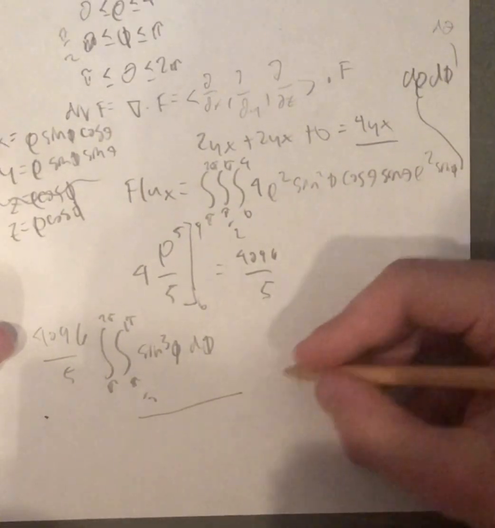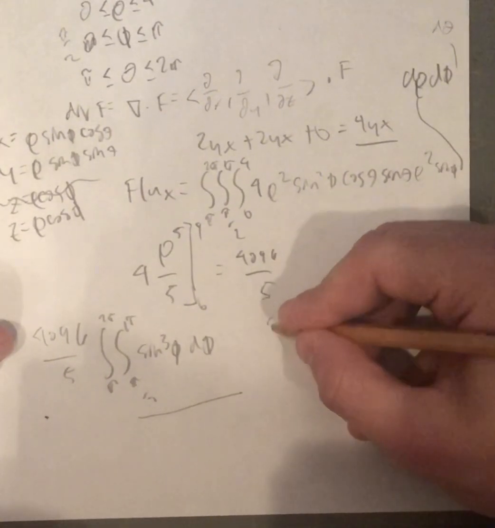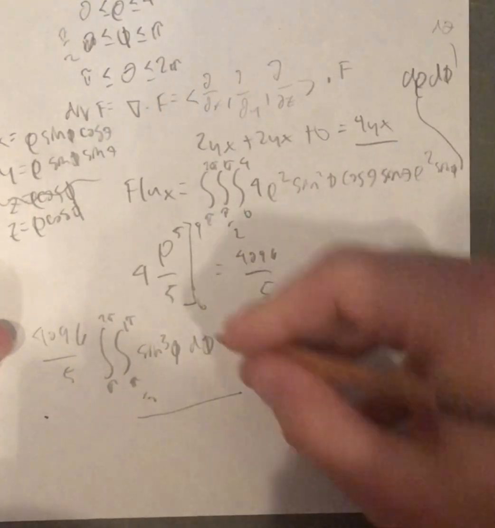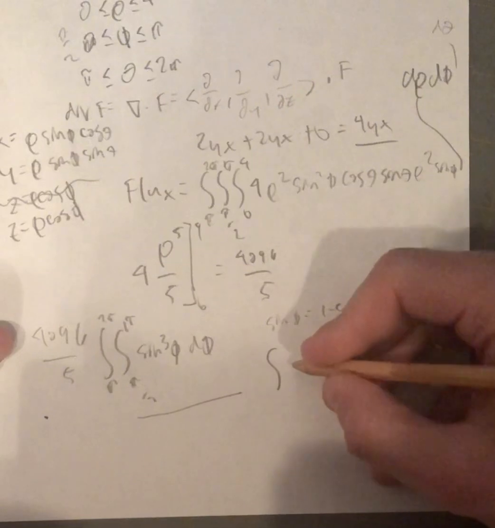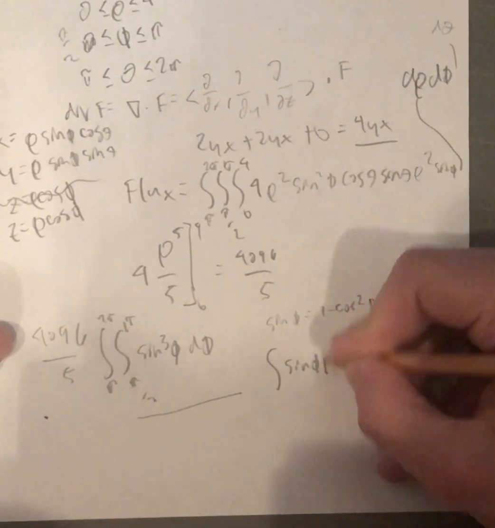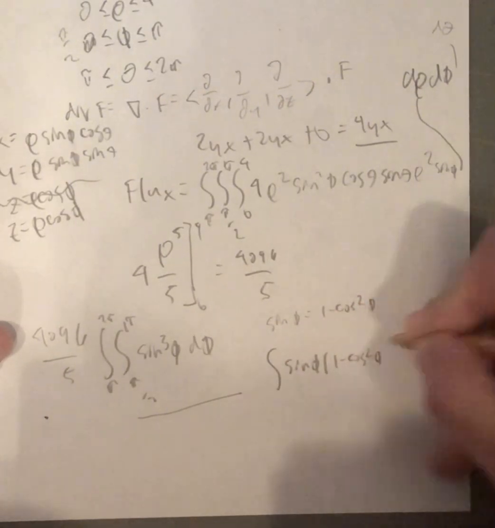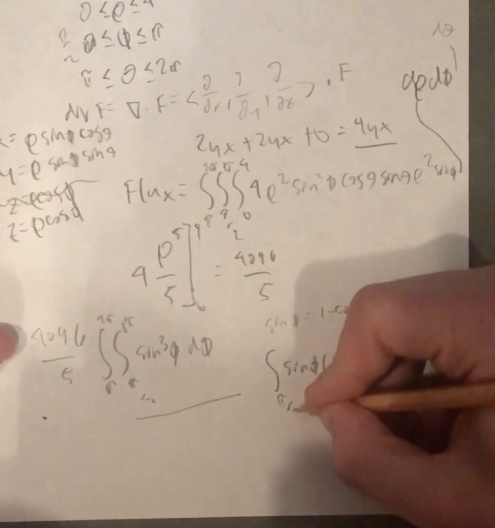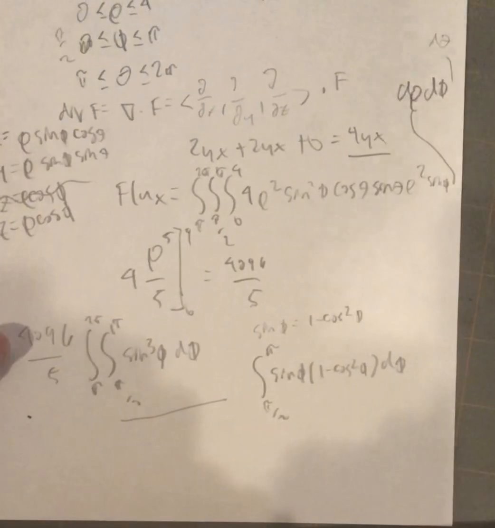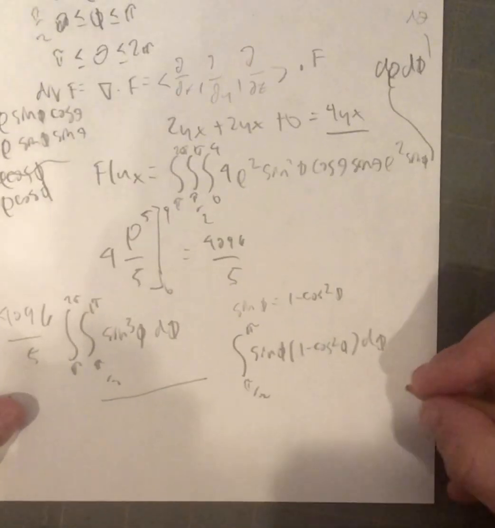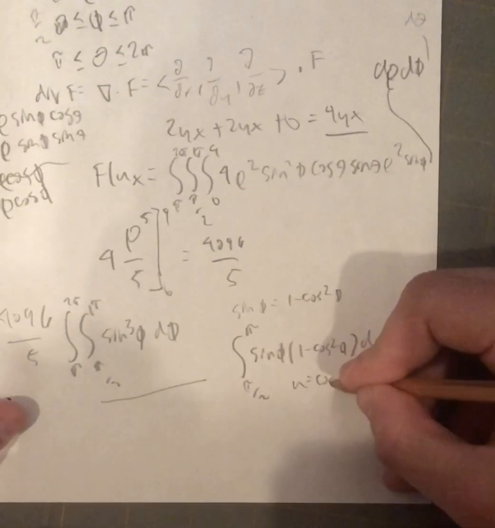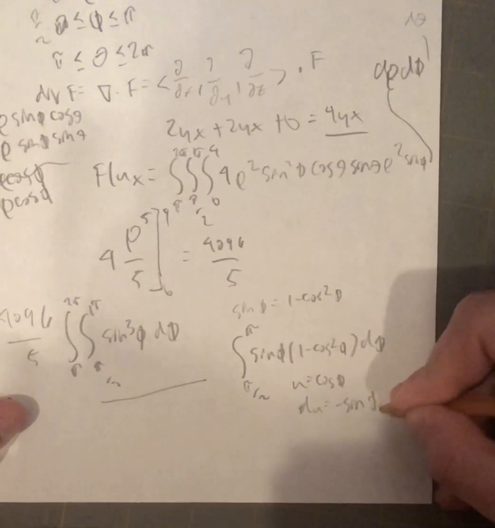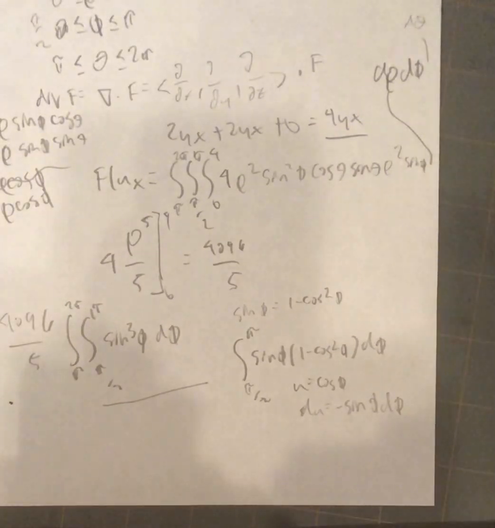So we're just integrating this right here. Cool. So if we remember sine squared phi is 1 minus cosine squared phi. So what we're going to do here is make this sine phi times 1 minus cosine squared phi d phi from pi over 2 to pi. And now we can do some u substitution. That's how we're going to attack this. U equals cosine phi, and du is going to be negative sine phi d phi.